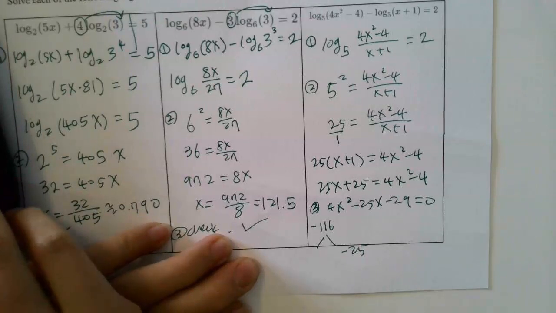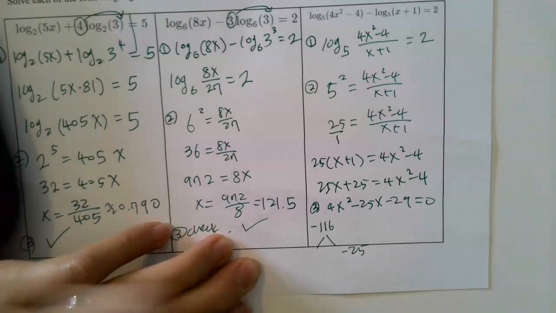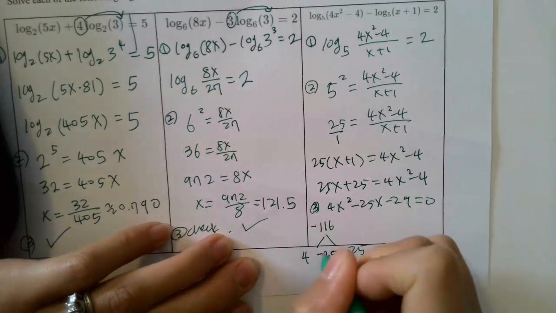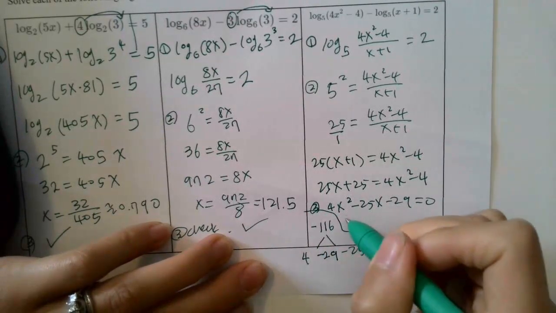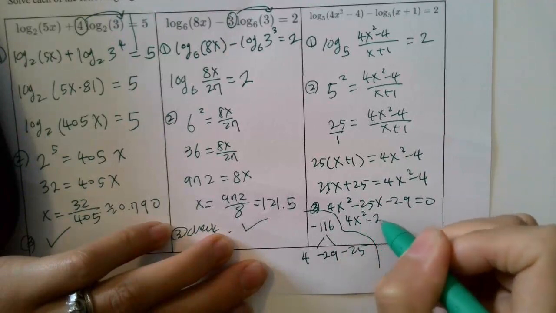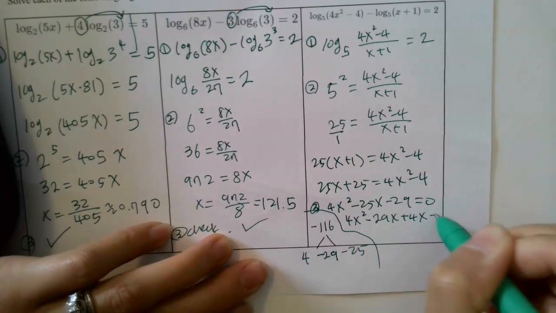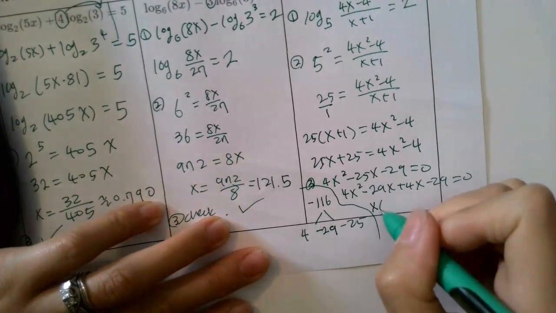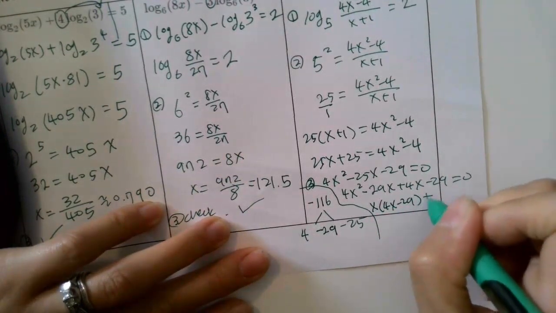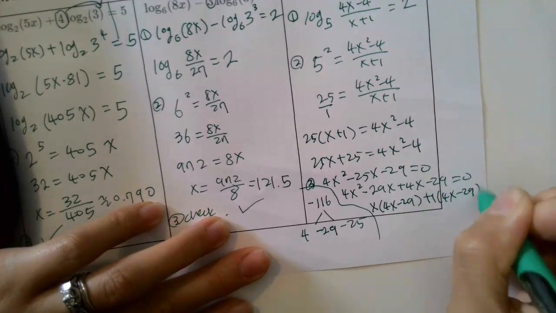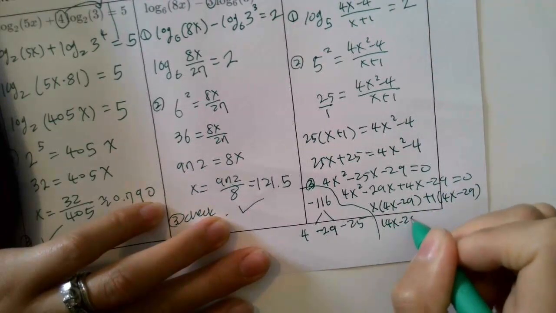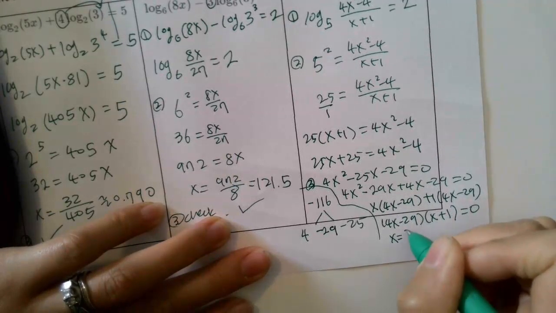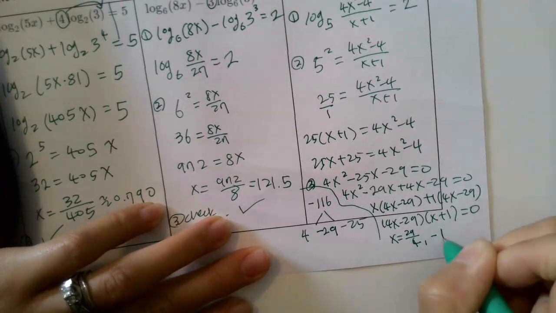What is it? Oh, 4 and 29. Put negative in front of 29. So 4x squared minus 29x plus 4x minus 29 is equal to 0. This is just the regular factoring, right? So x(4x - 29) + 1(4x - 29), (4x - 29)(x + 1) is equal to 0. I get x equal to 29 over 4 and negative 1.